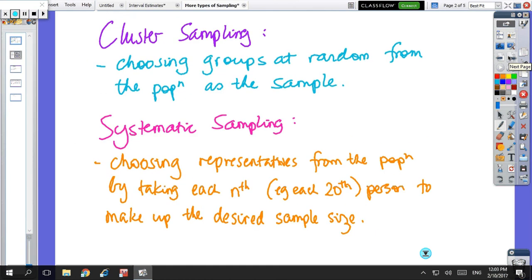Next one's called cluster sampling, and that's when you choose groups at random from the population as the sample. Okay, so cluster. Systematic sampling is when you choose representatives from the population by taking each nth person. Now nth is like a number, so taking every 20th person or every 10th person to make up the desired sample size. And again, we'll show some examples on that one. So we'll show examples for the stratified and the systematic.